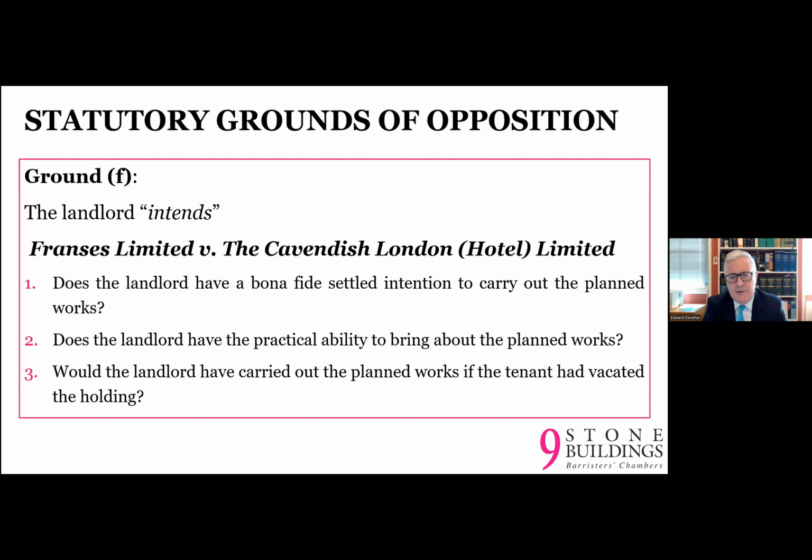Now, the Cavendish Hotel case, the Francis case, turned that on its head somewhat. What happened in that case is that the landlord, that's the hotel, opposed the application for a new tenancy by the tenant, Francis Limited, who sold high-end rugs and so on in Mayfair. That's where the premises were, in a shop within the hotel grounds. The scheme of works which the landlord put in place was designed for the sole purpose of satisfying ground F. And again, I explained in detail how they manipulated the works in order to, for example, avoid having to apply for planning permission.